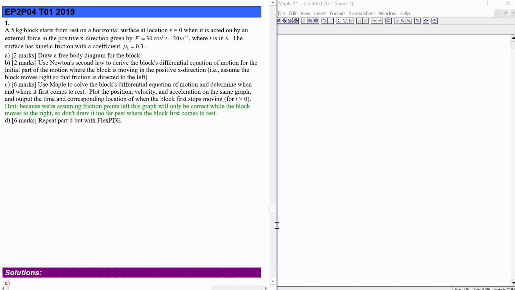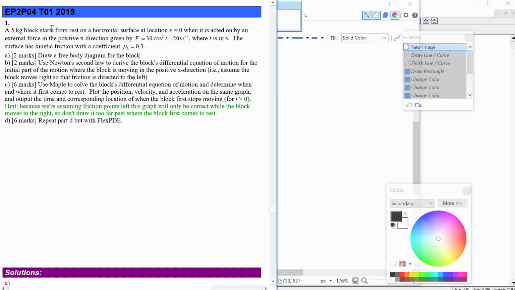Go for it. Okay. A 5 kilogram block starts from rest on a horizontal surface at location x is 0 when it's acted on by an external force in the positive x direction, given by this, where t is in seconds. The surface has kinetic friction with coefficient of 0.3. Draw a free body diagram for the block is the first task.